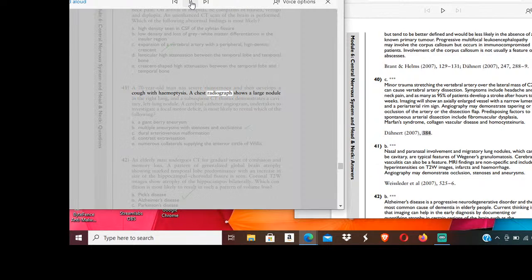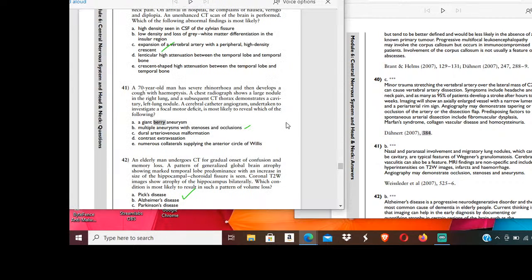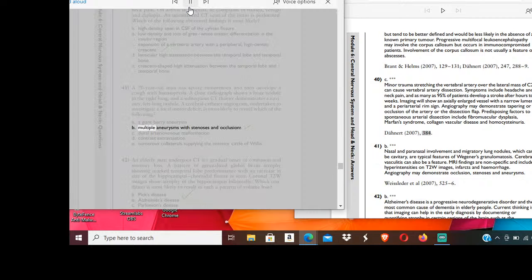Hemoptysis. A chest radiograph shows a large nodule in the right lung, and a subsequent CT thorax demonstrates a cavitary left lung nodule. A cerebral catheter angiogram, undertaken to investigate a focal motor deficit, is most likely to reveal which of the following? A. A giant Berry aneurysm. B. Multiple aneurysms with stenoses and occlusion. C. Dural arteriovenous malformation. D. Contrast extravasation. E. Numerous collaterals supplying the anterior circle of Willis.